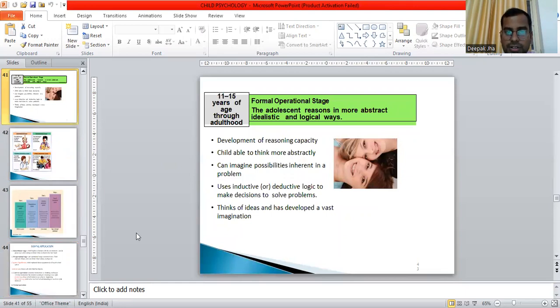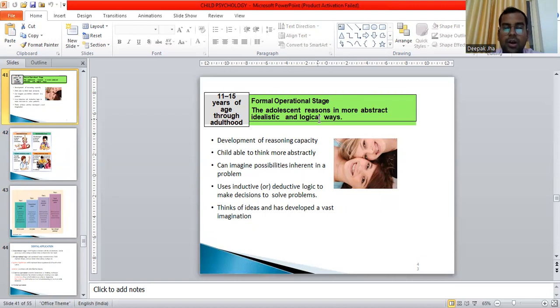Next is the formal operational stage. This is the adolescent part of thinking development, so 11 to 15 years of age throughout adulthood. The adolescent reasons in more abstract, idealistic, and logical ways. What Piaget believed is that thinking has developed in school. Now when the individual is becoming an adolescent, his thinking starts to become more rational. Once the thinking becomes more rational and logical, he could go into having idealistic thinking.